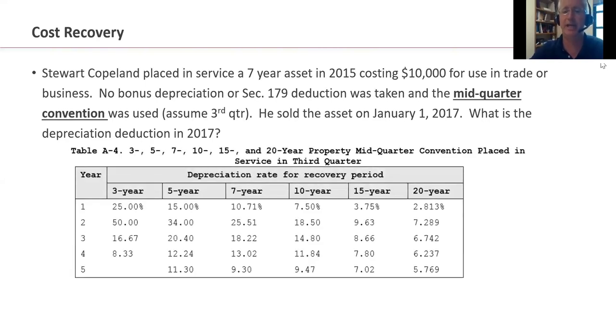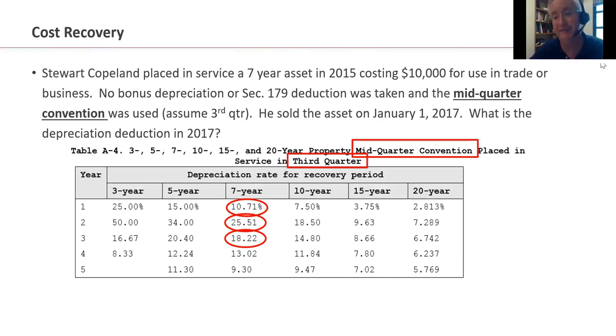All right, so here's our table. Here's mid-quarter convention placed in service in the third quarter. We have 7-year property. So back in 2015, we would have used 10.71, 2016, 25.51, 2017, the factor's 18.22. But does that represent the full year or the part year he's supposed to get? Well, that's a full year. Okay, well, we know full year isn't right. So some way we have to scope that down to reflect only the mid-quarter convention applying.